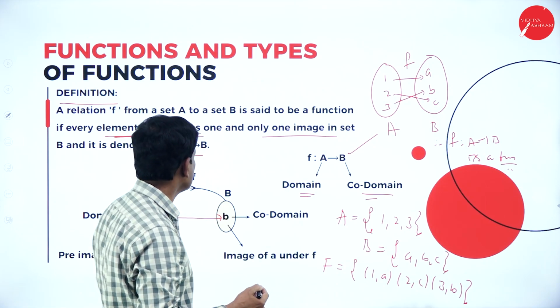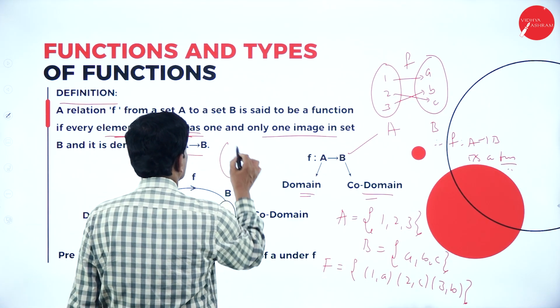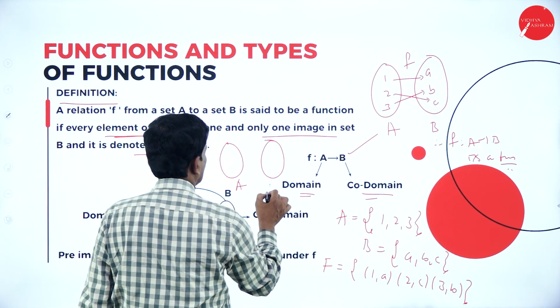Now, let me take one more example. Let us write one more example. If A and B, this is A and B.